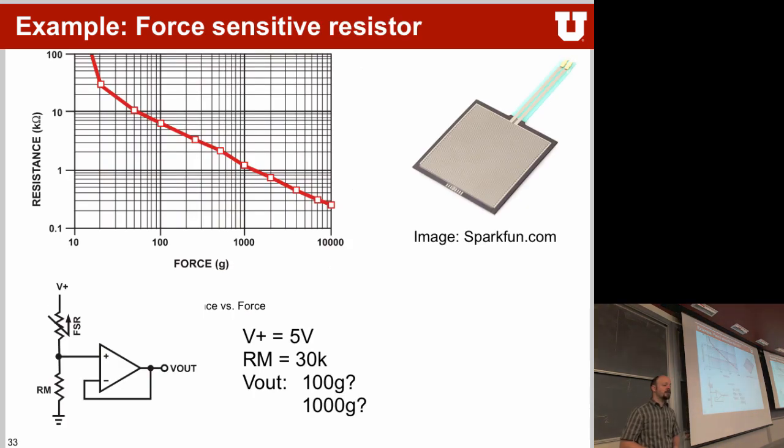Another sensor is a force sensor. This one is not when you bend it, but when you actually press on it, it will change its resistance. And again, the data sheet gives you information on what the output will be for what kind of input grams and input forces.